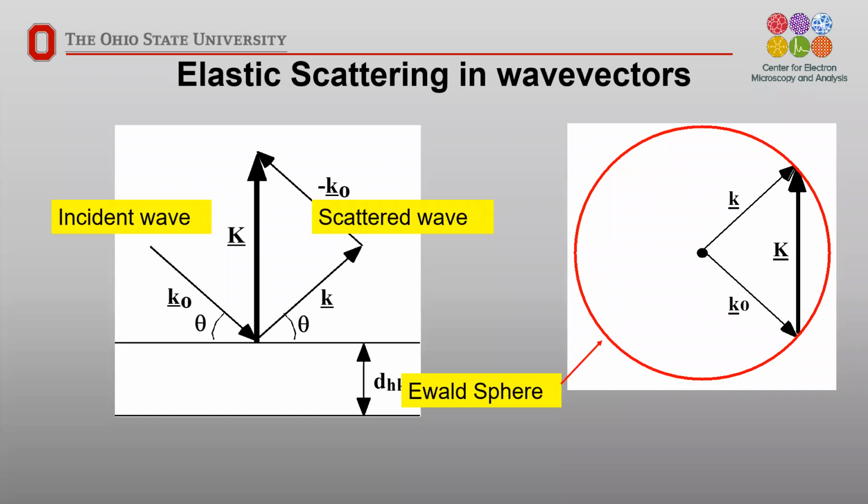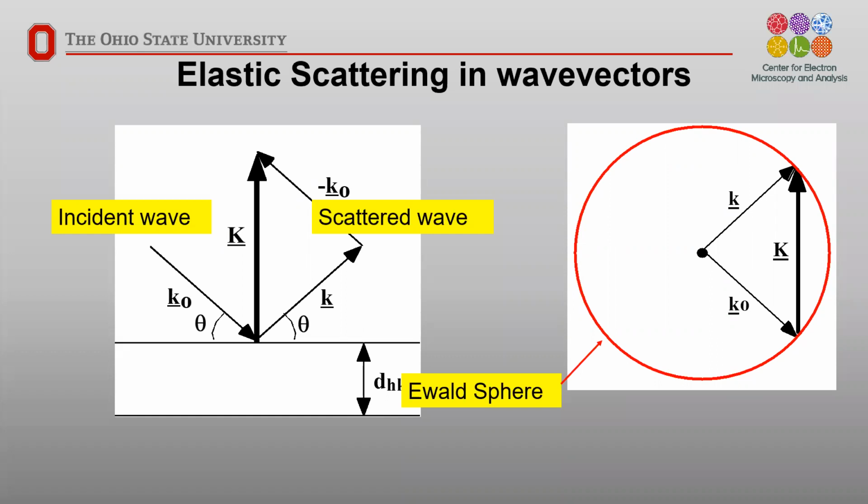Now, if we have to define our waves in terms of K, we also need to take our crystal lattice and also express that in a similar way. And that's known as the reciprocal lattice. And you can easily derive the fact that when the Ewald sphere intersects a reciprocal lattice point, you will have constructive interference and you meet the Bragg condition. So these are equivalent ways of saying the same thing.